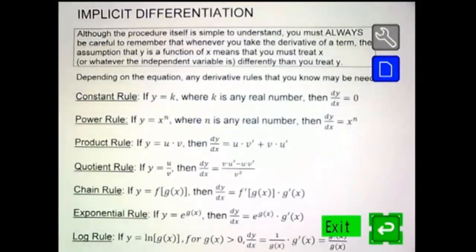Another thing I would say and remind you of is that although implicit differentiation seems like a standalone topic, it's really not. It can involve any of the other rules you've already had for derivatives. I'm not necessarily listing all of them, but the constant rule, the power rule, the product rule, the quotient rule, the chain rule, the rule for taking derivatives of exponents and logs, all those things are still in your toolbox, and they may be needed when you're doing implicit differentiation.